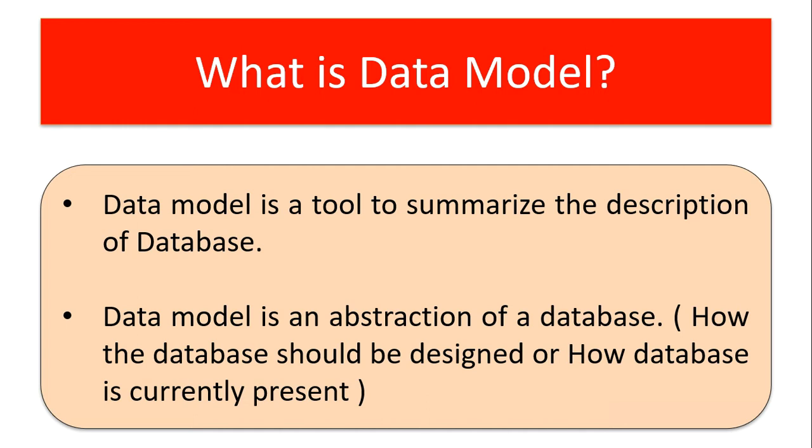In other words, a data model is an abstraction of a database. What do you mean by abstraction? Abstraction is nothing but a generalized idea without implementation details. That is what abstraction means in Java and every other place. So abstraction is simply an idea on how something will be, without any implementation details. So a data model is an abstraction of a database, of how the database should be designed or how the database currently is. I think these two points will bring you a clear picture of what a data model is.